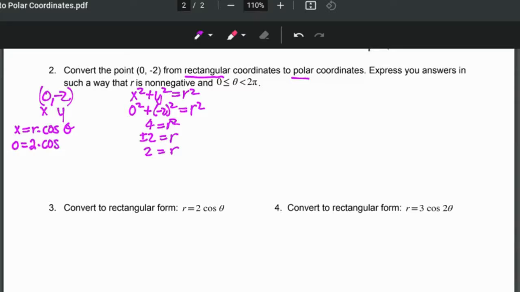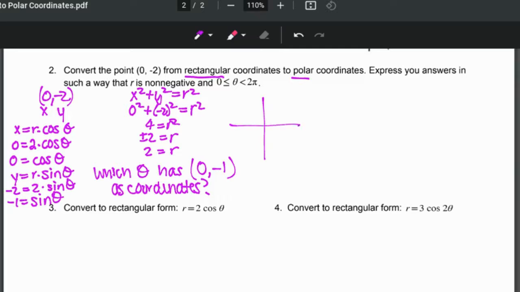So I'm going to fill that in. So now I divide by 2 on both sides, and I get 0 equals cosine theta. So we're going to use that eventually to help us figure out what angle would have an x-coordinate of 0. Right? And then if we go to y equals r sine theta, y is negative 2, r is positive 2, and then if I divide both sides by 2, I get negative 1 equals sine of theta. All right, so let's think about the unit circle, 0, negative 1. I would go 3 pi over 2 in radians. So the ordered pair would be 2 comma 3 pi over 2.